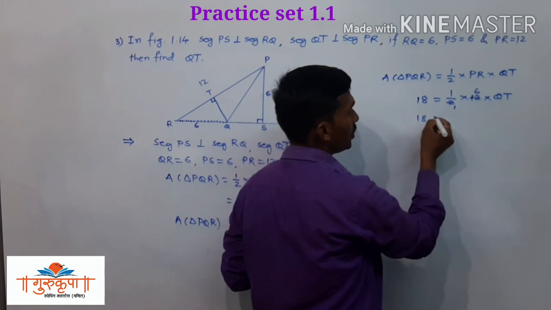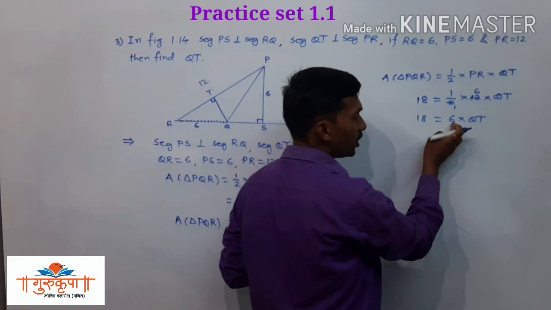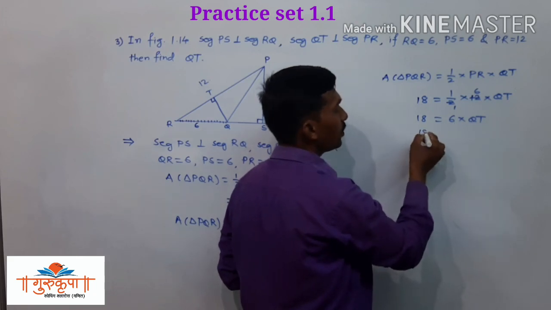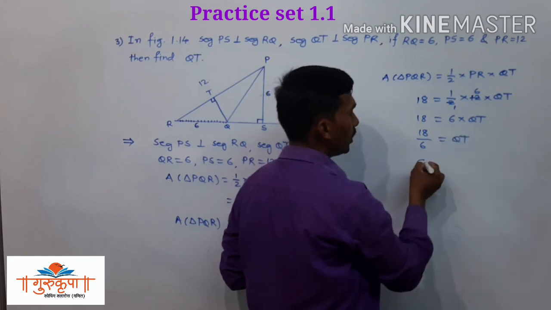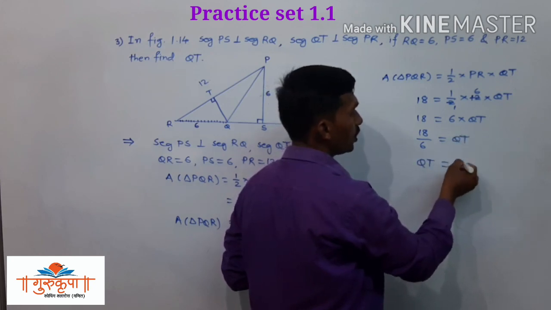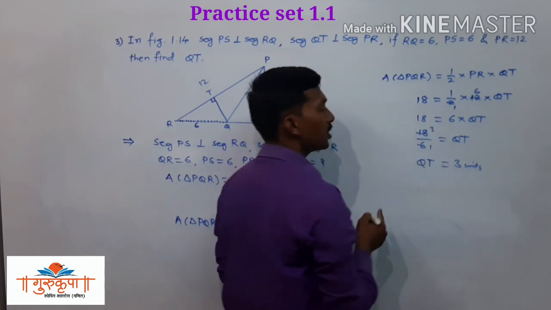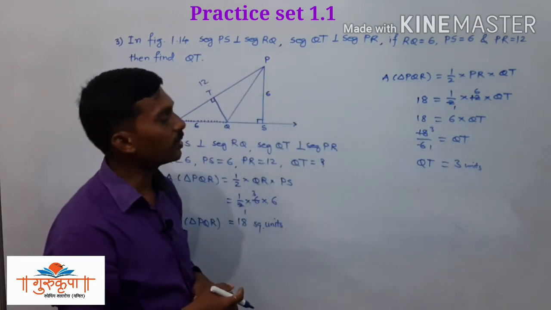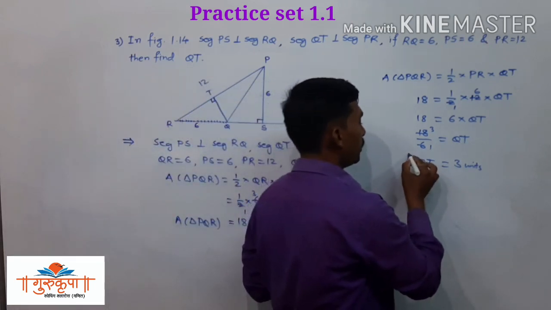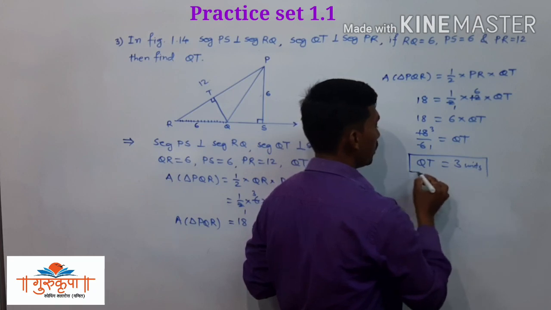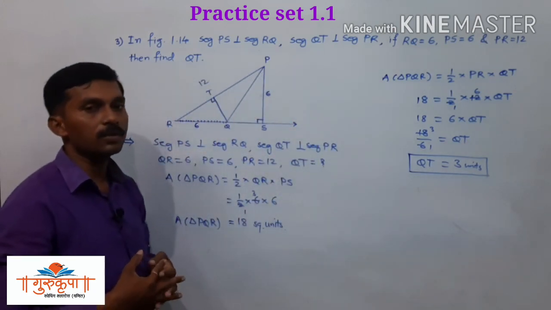Now we have 18 is equal to 6 multiplied by QT. Now transfer this 6 to the left side, we will get QT is equal to 18 divided by 6. And we have QT is equal to 3 units. 6 1s are 6, 6 3s are 18. We have QT is equal to 3 units. That is what we have to find. We find the same QT, and that is equal to 3 units.